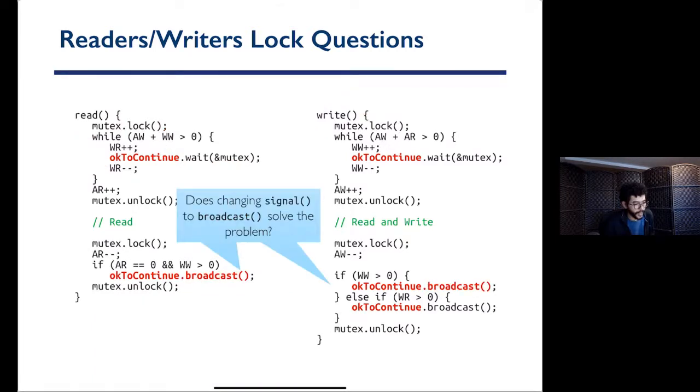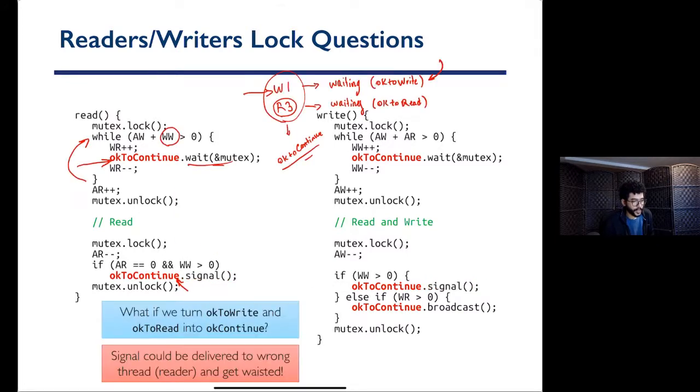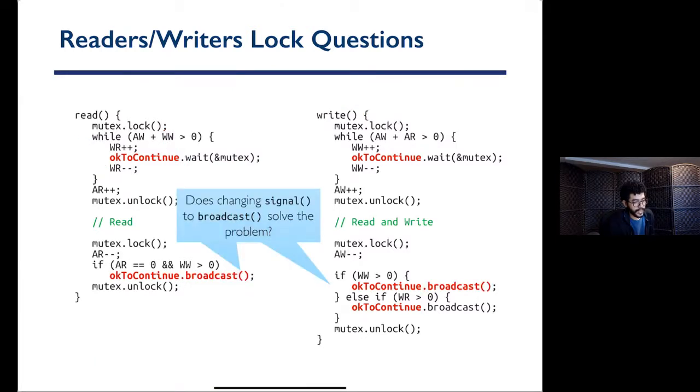Another question: the problem here was I had a signal, and this signal could be delivered to the wrong person. What if instead of signal, I put a broadcast everywhere? So I always broadcast. Would this work? I'm still using a single condition variable, but every time instead of signal, I'm going to just do broadcast.